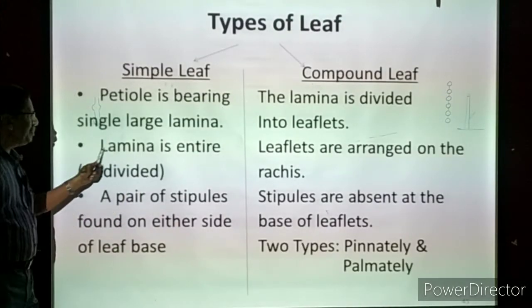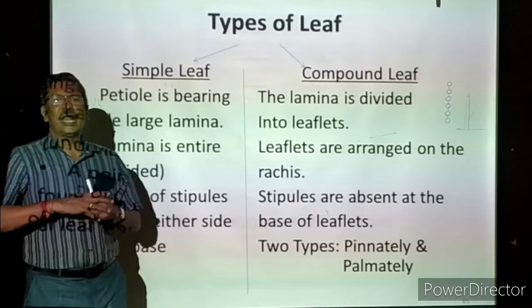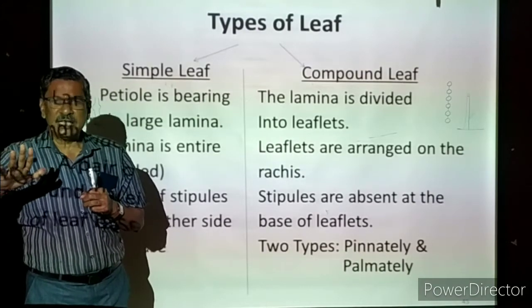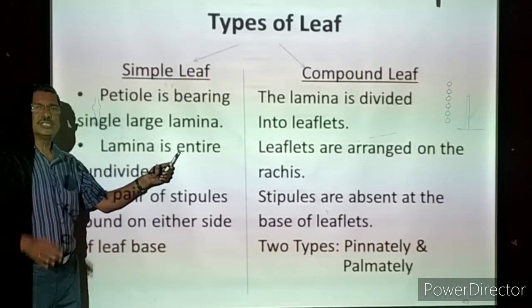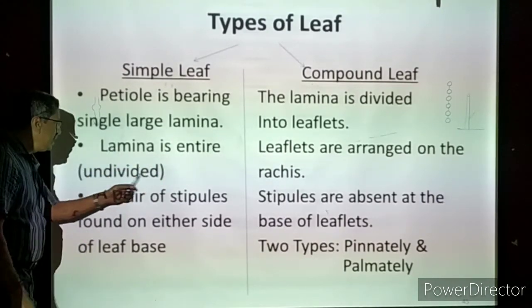The second point: the lamina is entire. That means the lamina is completely large in size and it is not further divided. It is called entire. Entire means not divided, undivided.